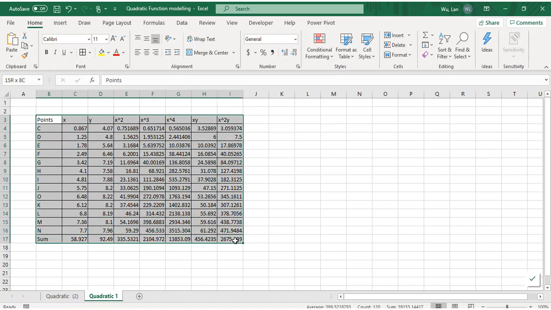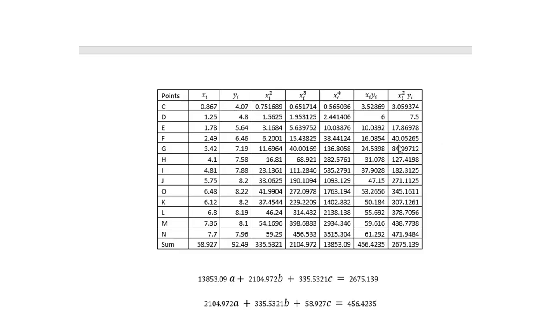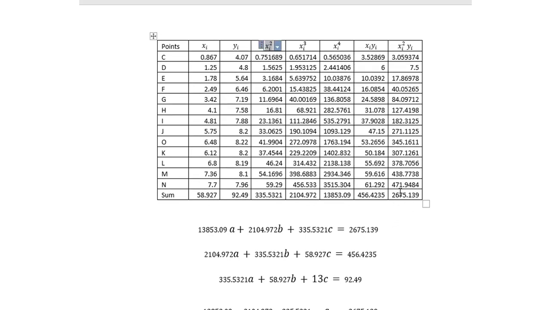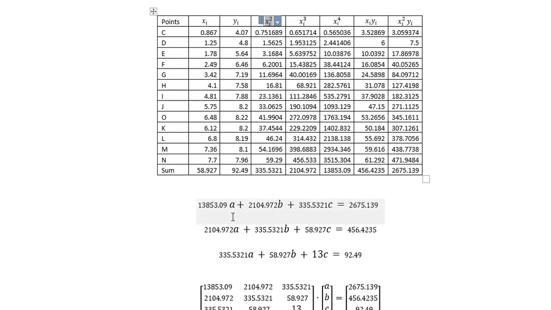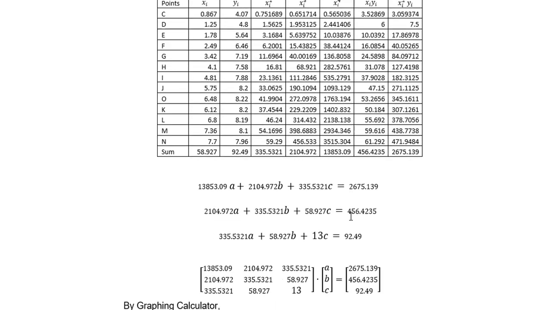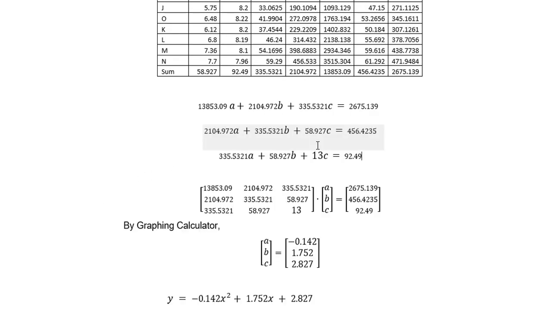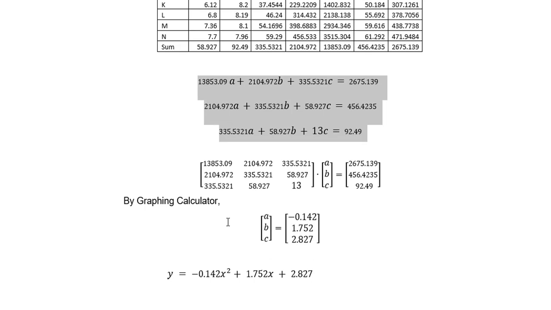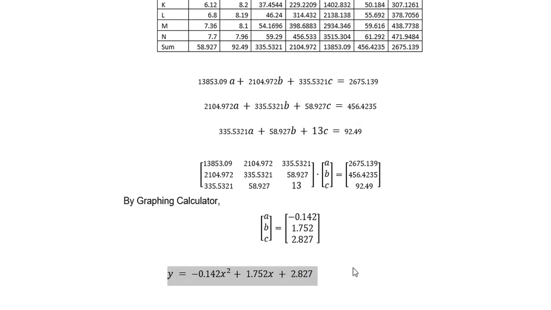Then I copy this table to the Word document. When you copy the table from Excel, remember you need to change this into MathType. Then you will get the data like this. So we put it into the given system of equations, and you will get this. Then we will write this system of equations in matrix form. With the graphing calculator, you will get A, B, C. Then this will be the quadratic model by the least squares method.